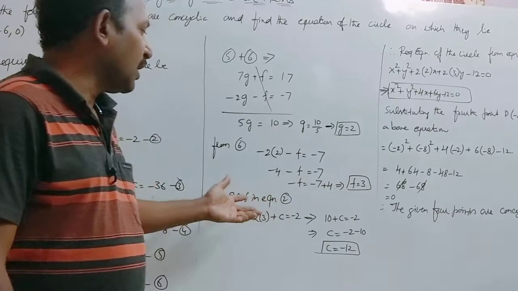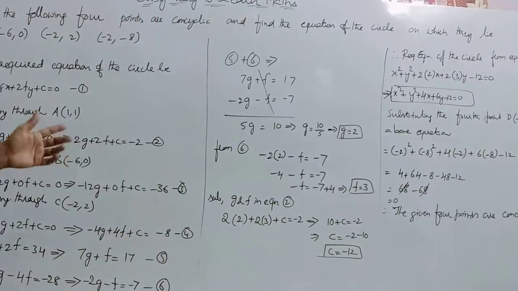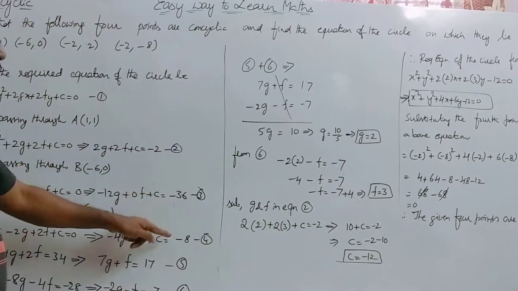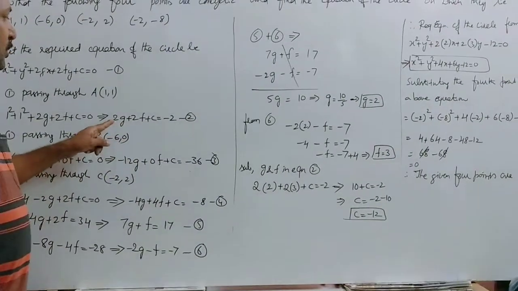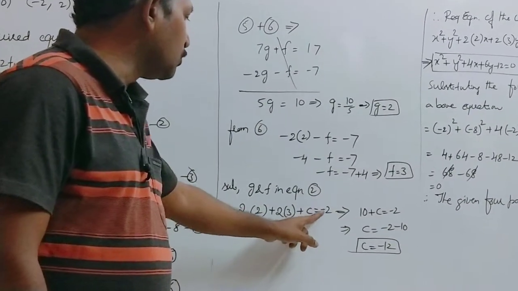Again, to find the value of c, let us substitute these two values in an equation. We can substitute in either 2 or 3 or 4. Let us substitute in equation 2. Then it becomes 2 into 2, 2 into 3 plus c is equal to minus 2.